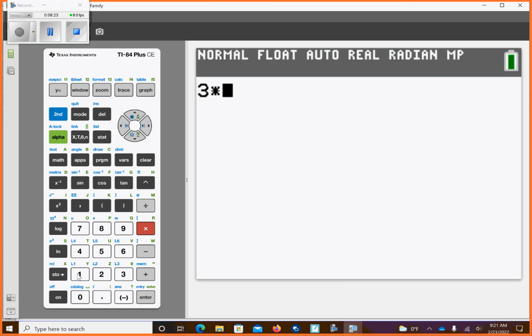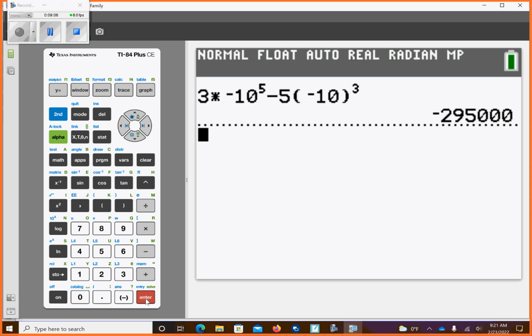3 times 10 raised to the fifth minus, oops, that should have been negative 10. Minus 5x to the third, negative 10 raised to the third. Pretty big negative number, so we agree on that as negative to the left.